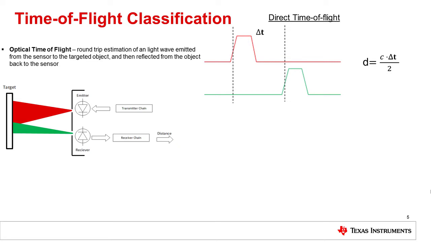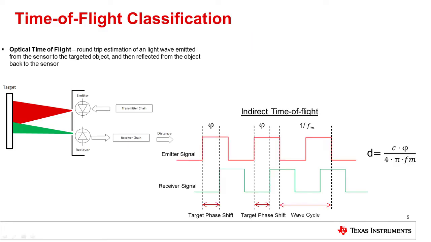This gives you the full cycle of the pulse's light. Dividing by 2 gives you the half cycle, which is the point where the pulse is reflected, or simply put, where the target is. Implementations of this are commonly found in LiDAR applications. Indirect time-of-flight, on the other hand, uses periodic low-intensity modulated light pulses.